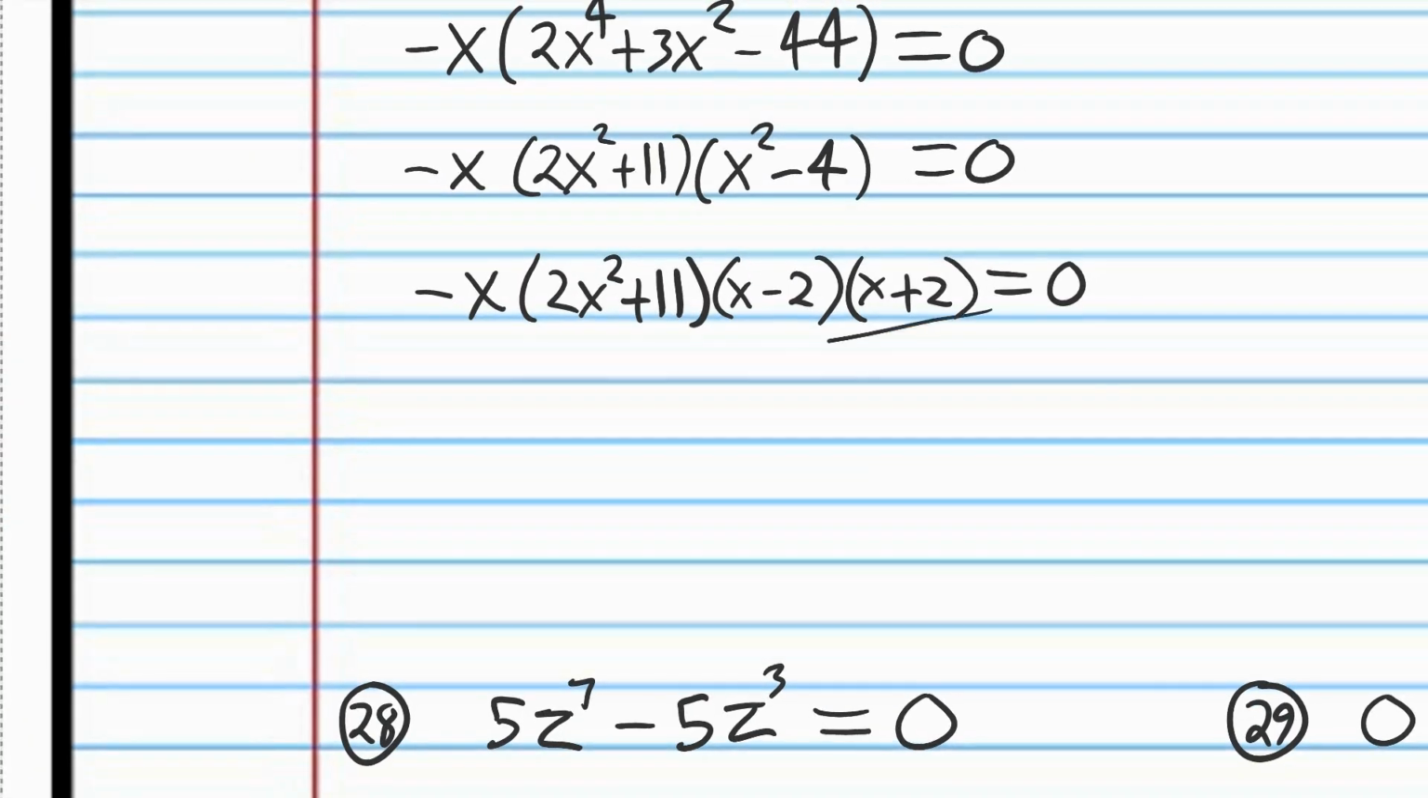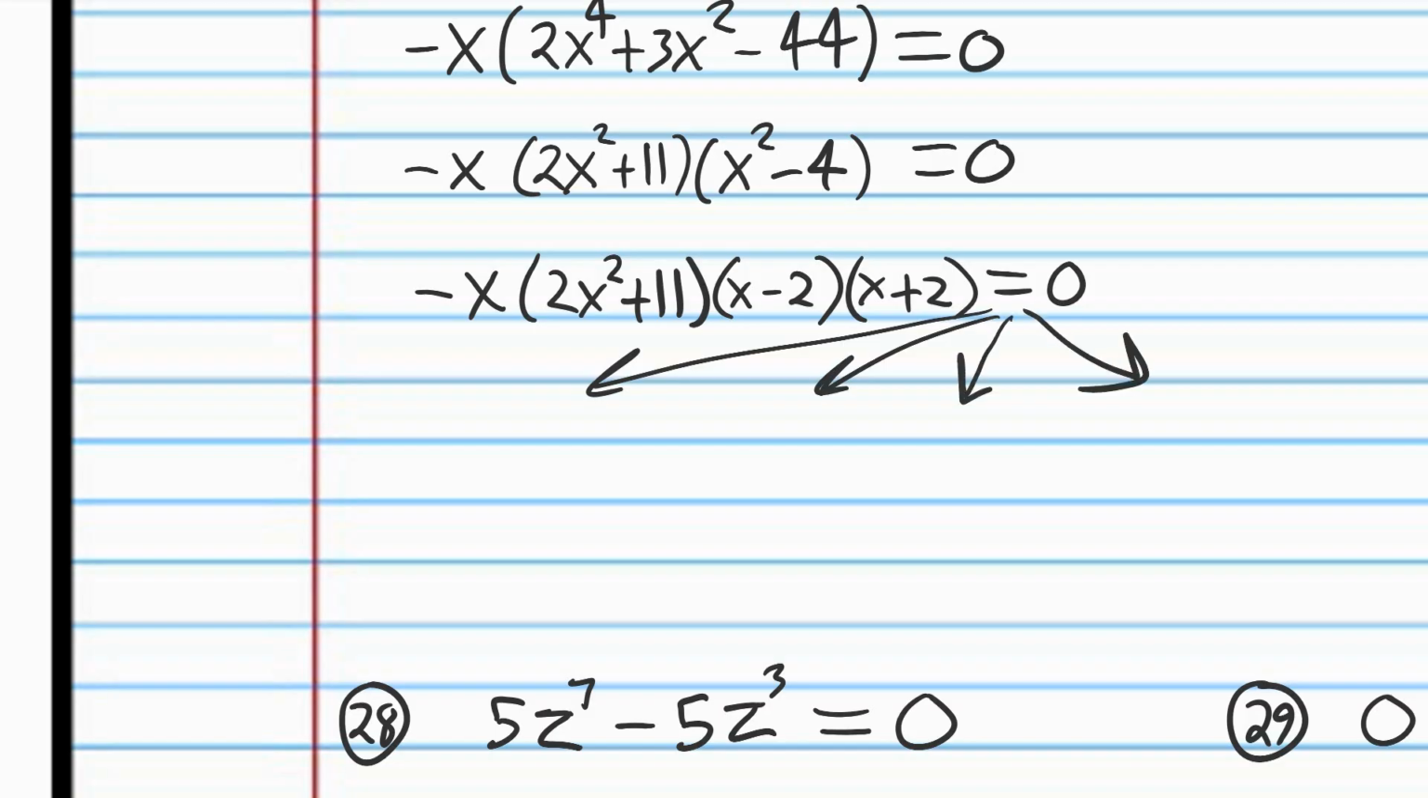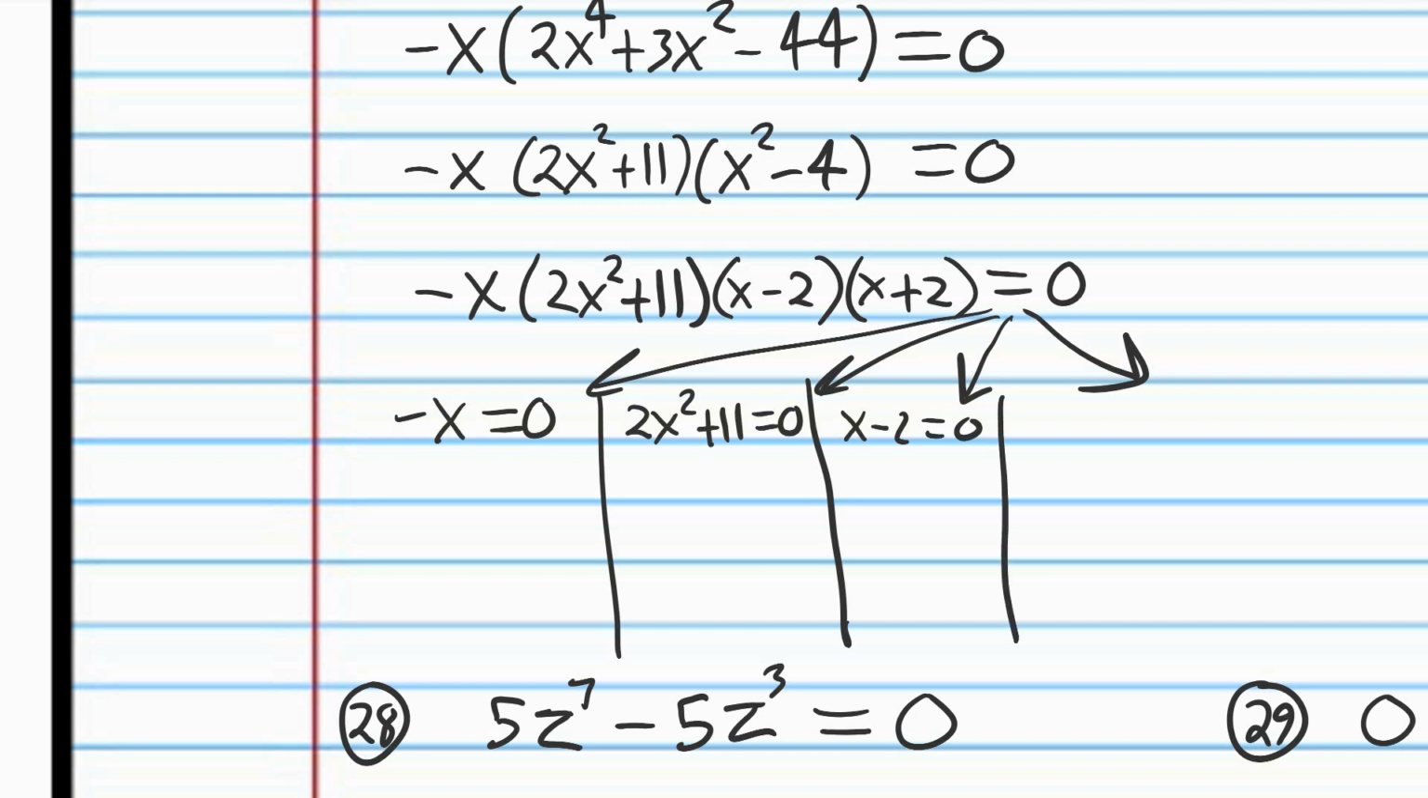But again, just to demonstrate what's going on, let's go ahead and break it up. It looks like we're going to have 4 sections here. So a lot going on. Negative x is equal to 0, just like I said before. 2x squared plus 11 is equal to 0, just like before. And x minus 2 would be 0. And x plus 2 would be 0. So a lot going on here.